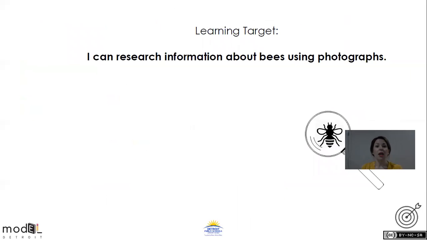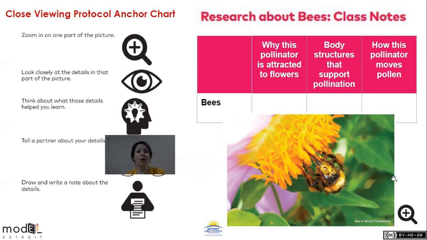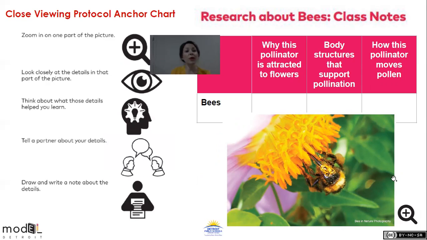Okay, so your first learning target today is I can research information about bees using photographs, okay? So I have some photographs that we are going to be looking at today. So remember, friends, when we look closely at something, we're using our close viewing protocol. And right here on your screen is the actual anchor chart for the close viewing protocol.